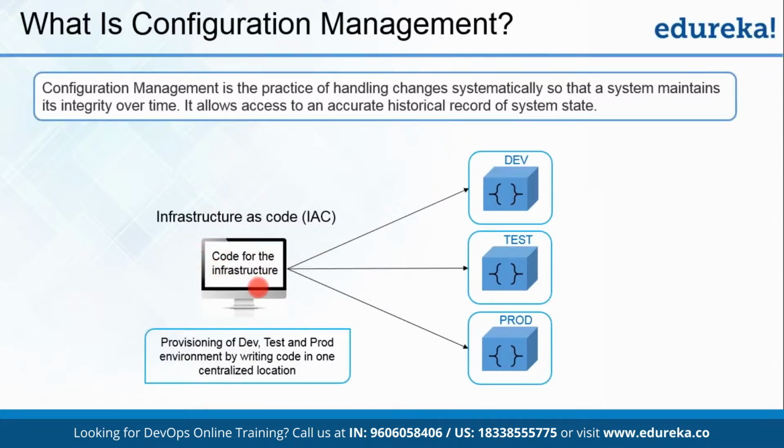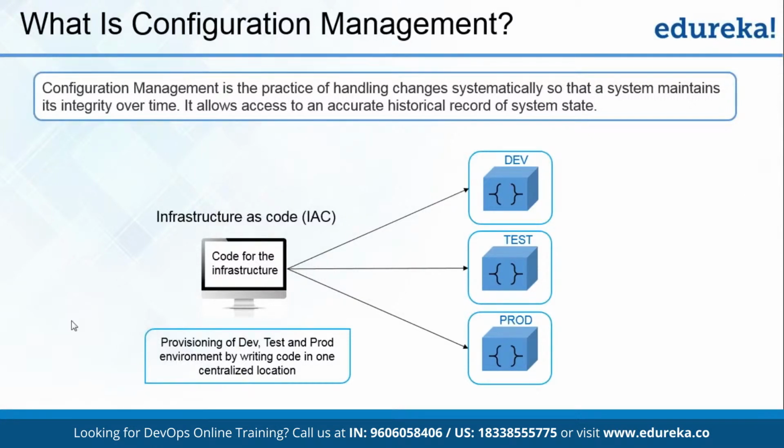Now the third problem was there was a variation or inconsistency in various teams like dev team, test team and product team. Like the environment, the computing environment was different in dev, test and product. But with the help of infrastructure as code, all your three environments, that is dev, test and product, have the same computing environment. So I hope we all are clear with what is configuration management and what is infrastructure as code.